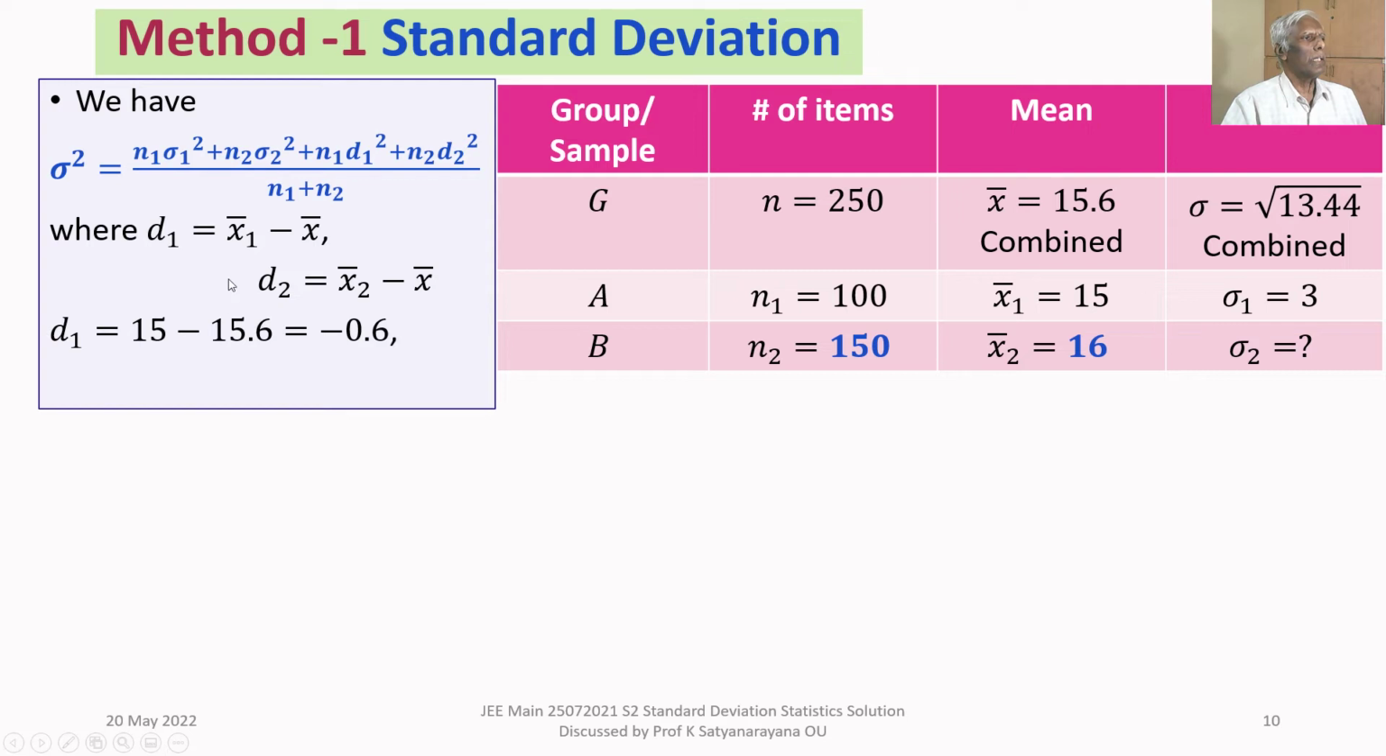That is, d1 is x1 bar, that is 15, and x bar is 15.6. So that will be minus 0.6. d2 is x2 bar, that is 16, minus combined mean, that is 15.6, that is 0.4. So substitute all items in this. So sigma square is known, everything is known except sigma 2 square.